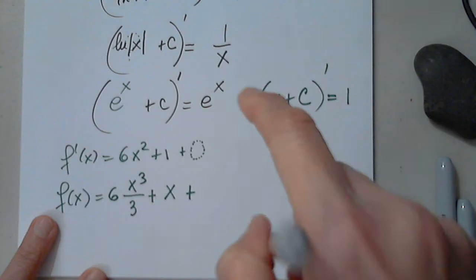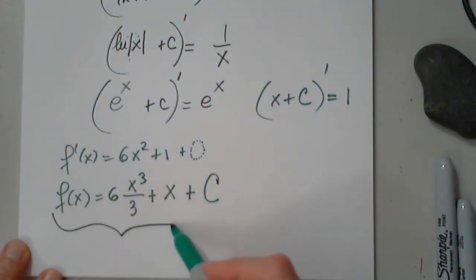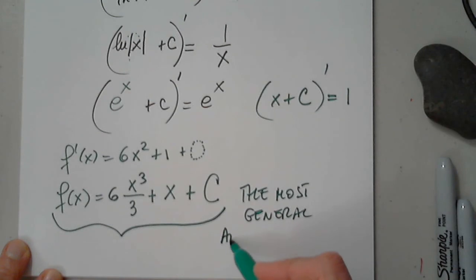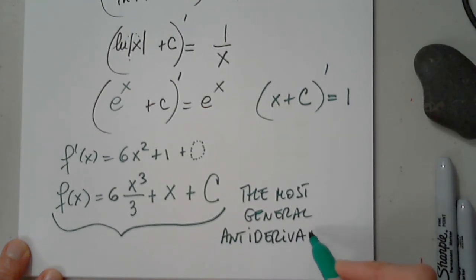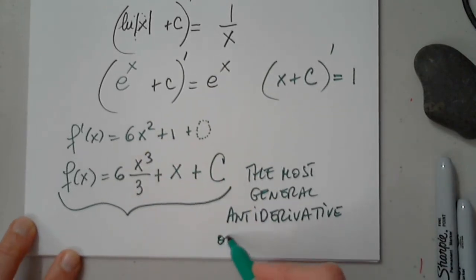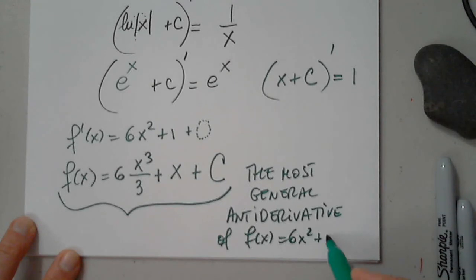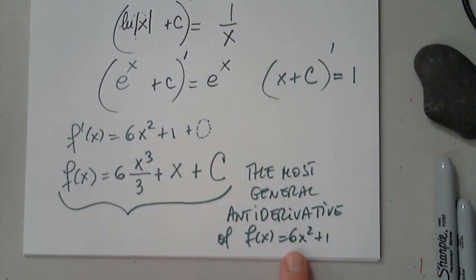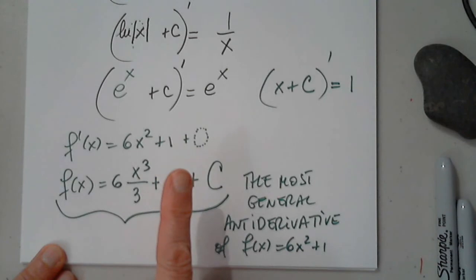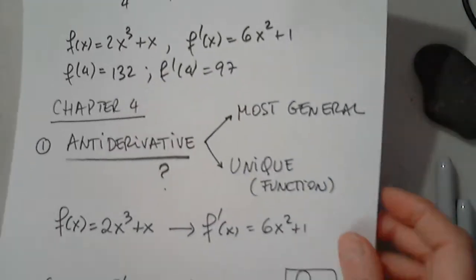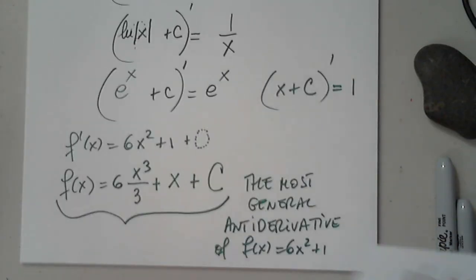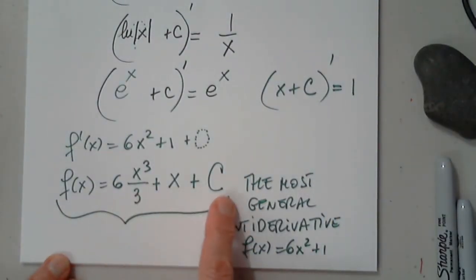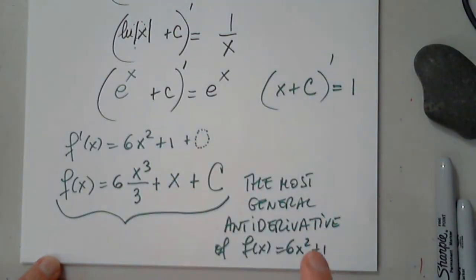Right here. Plus a constant c. This is the most general antiderivative of f of x equals 6x squared plus 1. What does this mean? Infinitely many functions. Yes, I will simplify this. What did I do? Yeah, 2x squared plus, so I wrote this incorrectly here. Yes, of course. 2x cubed plus x plus c is the most general antiderivative of this function.